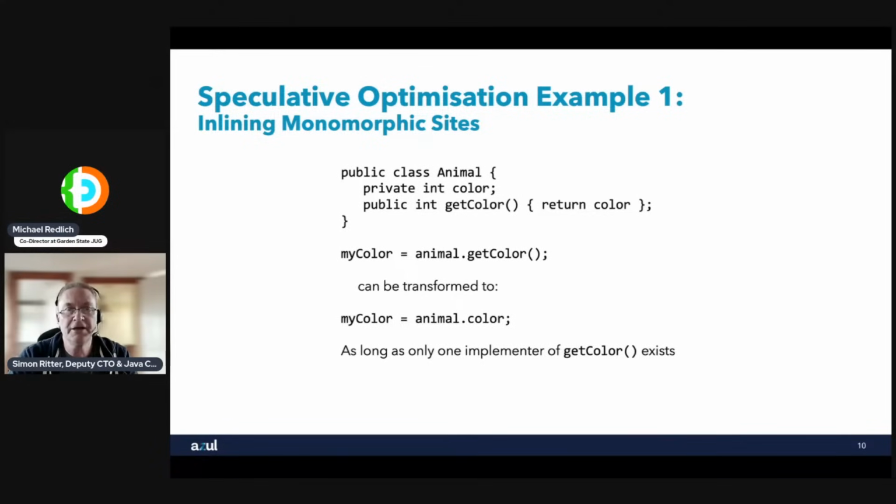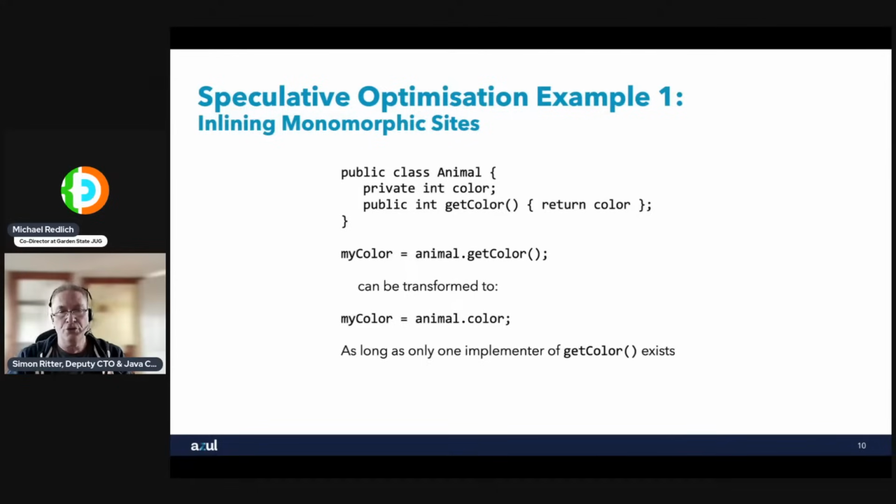Monomorphic inlining of methods. Here I've got a very simple class called Animal, and it has a value that we're storing in there. We're encapsulating the value of the color. Great. So we make it a private instance field, and then in order to access it from outside of the Animal class, we provide an accessor method called getColor. Wonderful, and it returns the color. If I want to use that in my code, what I'm going to write is color = animal.getColor(). So I'm calling the getColor method to return the color.